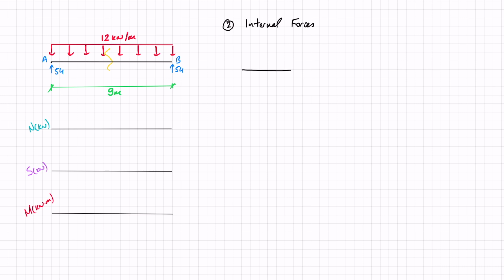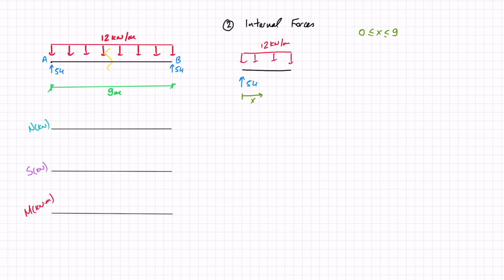This is my little segment of the beam. I've got my reaction force of 54, I've got my external load of 12 kilonewton per meter, and I've got my distance x starting here, and x in this case is going to be between 0 and 9 meters. Okay, so one cut for this entire beam.